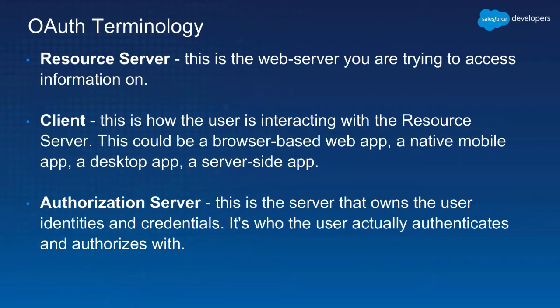And the auth server or authorization server is the server that owns the user's identities and credentials. So this is where the actual authorization and access happens, and it is who the user is actually authenticated and authorized with. So these are the three main important components for the OAuth terminology. And to compare it with the SAML process, or federated authentication, the authorization server is the identity provider, and the resource server is the service provider. So it is very much similar to the identity provider and the service provider.